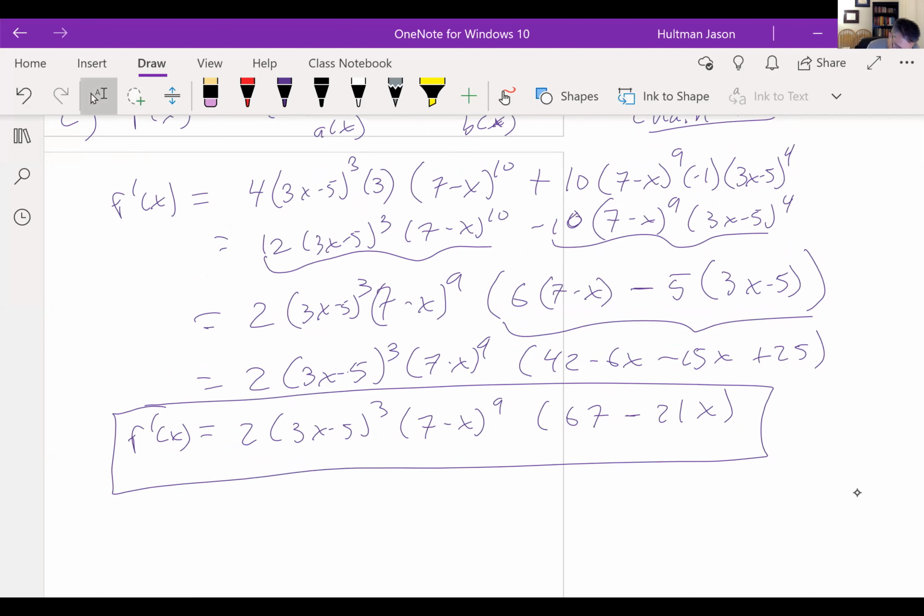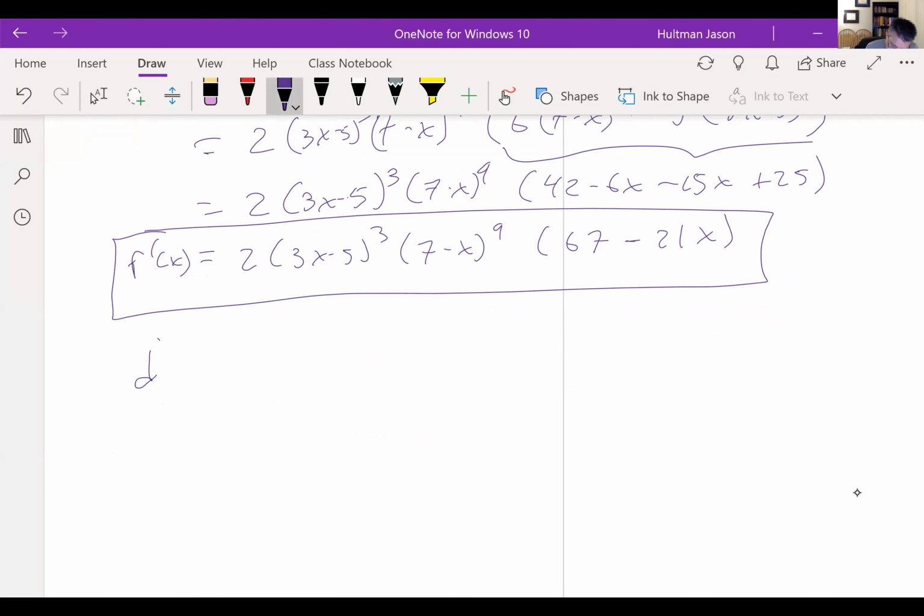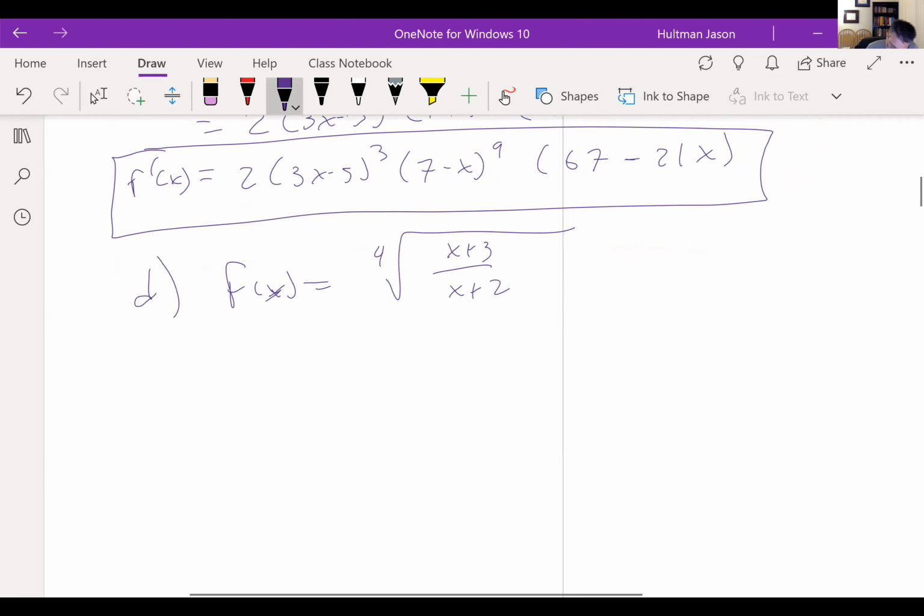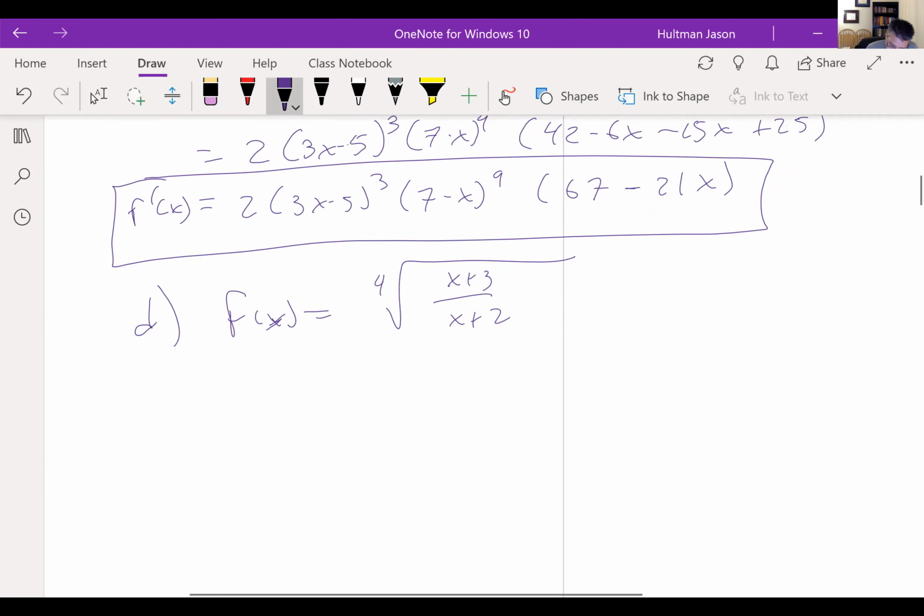Okay, let's look at D here. D is also a really nice problem. f of x is equal to the square root, or the 4th root actually, the 4th root of x plus 3 over x plus 2, and we want to find the derivative of this thing. So let's see what we got here. I want to do the chain rule. f of x is going to equal x plus 3 over x plus 2 to the 1/4 power. I'm just going to change it to an exponent.